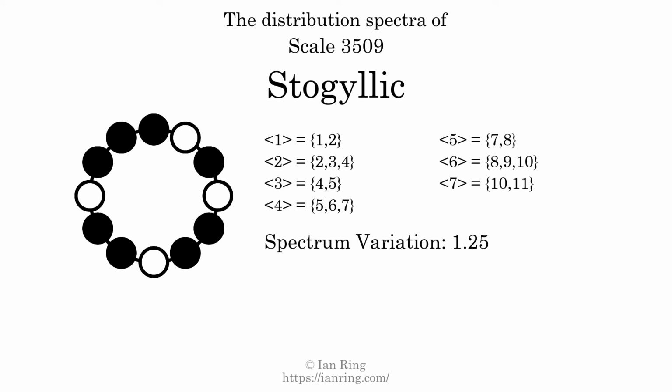The spectrum variation is the sum of all the widths, divided by the number of tones. The spectrum variation of this scale is 1.25. Since the variation is greater than 0, this indicates that the scale is not perfectly even. The highest spectrum width is 2. Since this is greater than 1, we know that this scale is not maximally even.